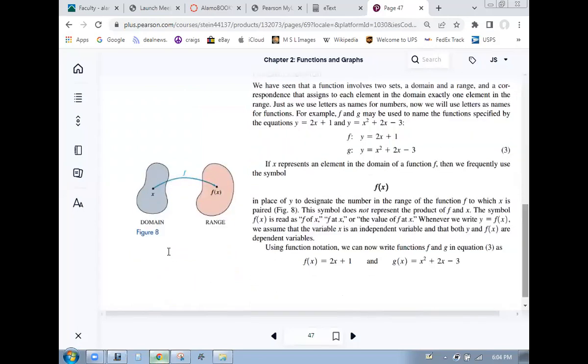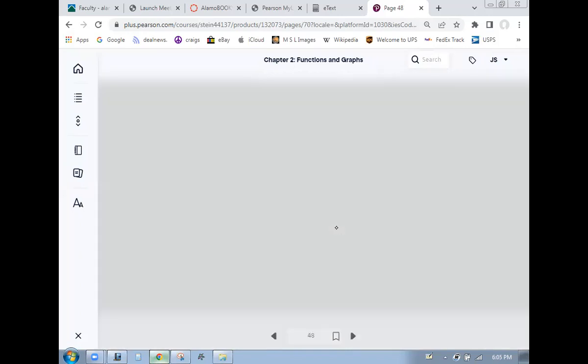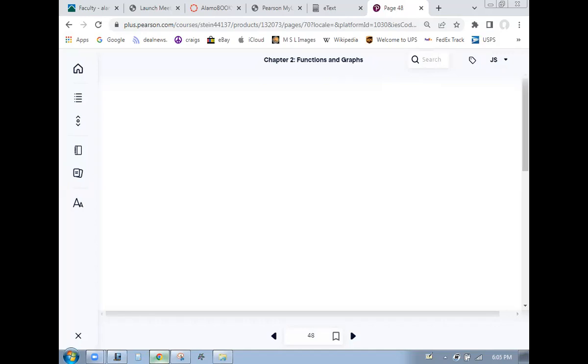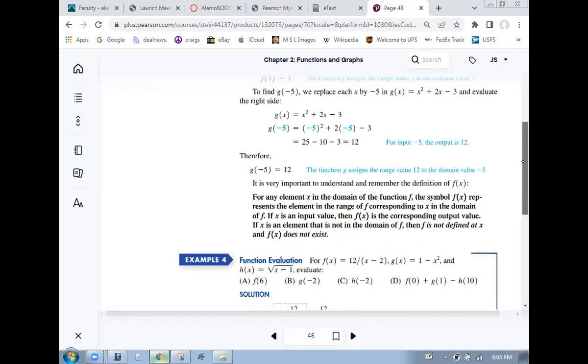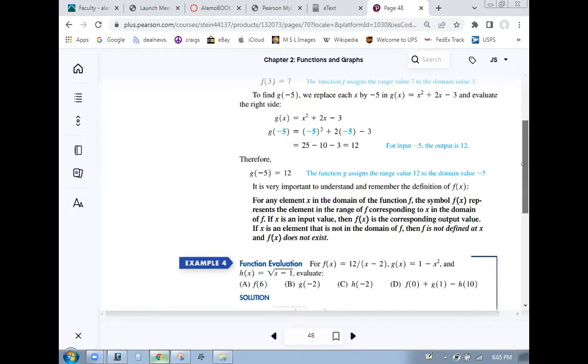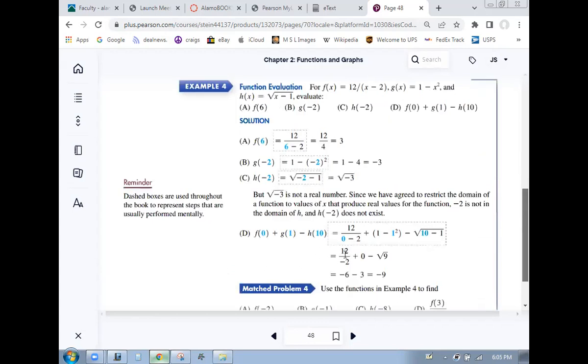So all this is saying: domain is input, range is output. I showed you how to evaluate functions. We're going to evaluate some more here.